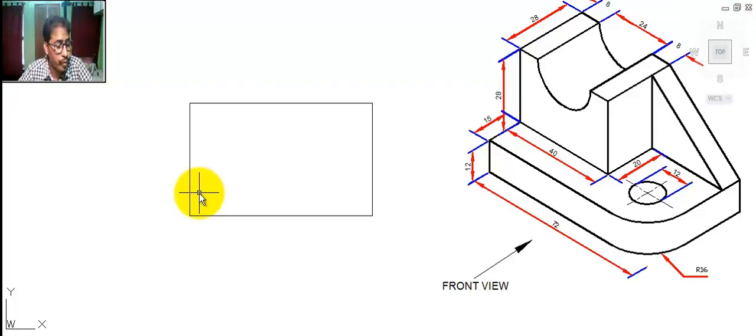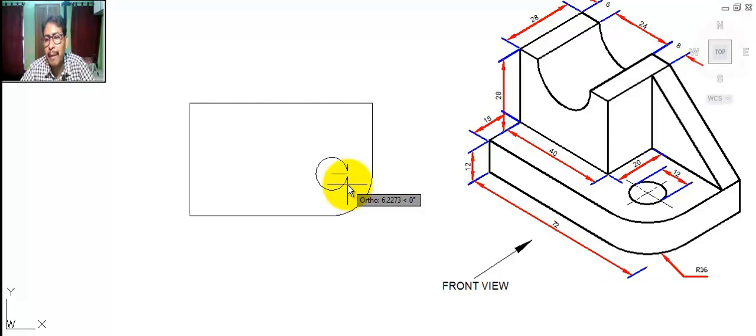Now we draw this portion. This is an arc, radius 16. Okay. Now we draw the circle. The circle has the same center. Draw the circle. Circle diameter is 12, radius is 6. Okay.